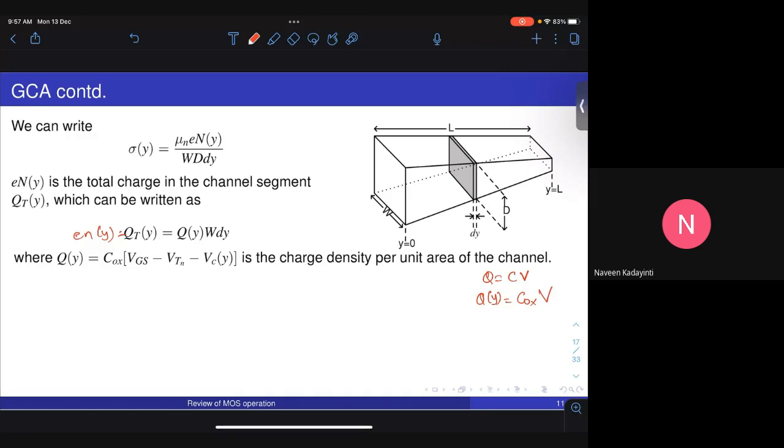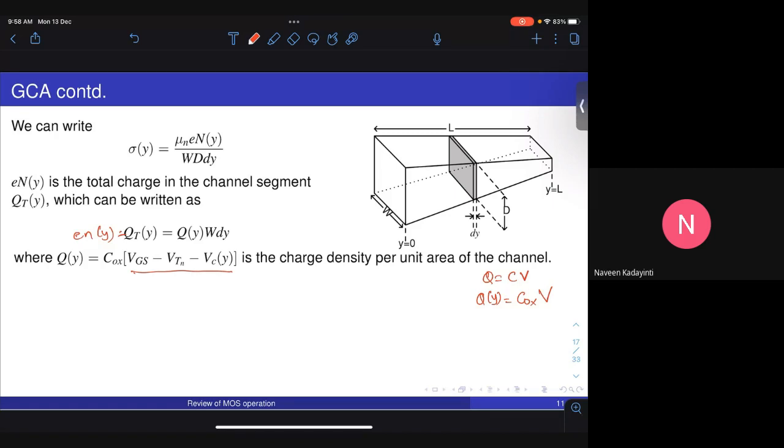Now, mind you that if the voltage across the capacitor is less than Vt, then there are no charges. It's only when the voltage exceeds the threshold voltage that the channel is inverted and there is charge across this capacitor. So what we have here is Q of Y will be Cox into Vgs minus Vt minus Vc of Y. This equation is not valid for Vgs less than Vt, of course.